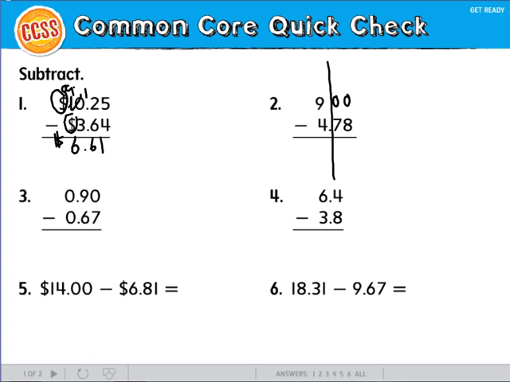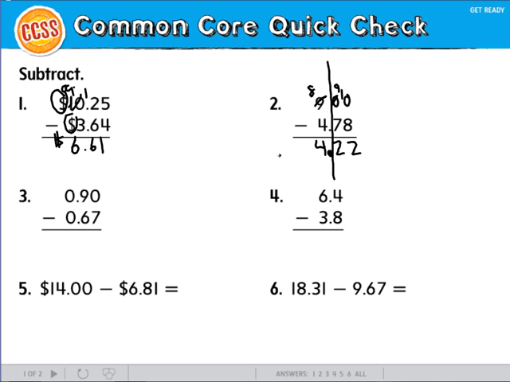0 subtract 8. Can't do it. So I can't regroup from here, so I'm going to come all the way over here, change that to 8. That'll be 9. And there's my 10. So 10 subtract 8? 2. 9 subtract 7? 2. 8 subtract 4? 4. Remember the line is where my decimal goes. Okay? So 4 and 22 hundredths.